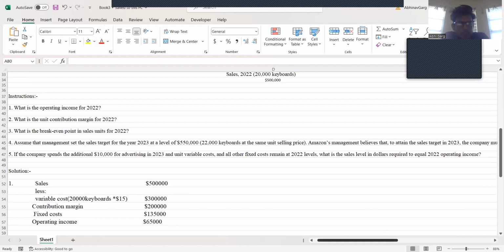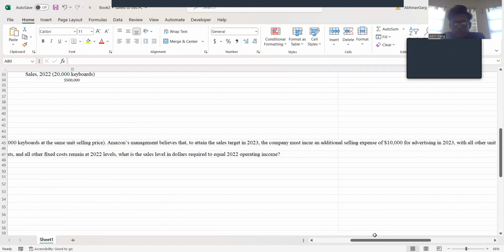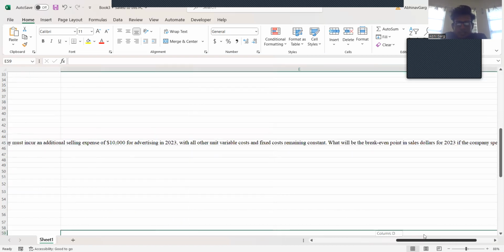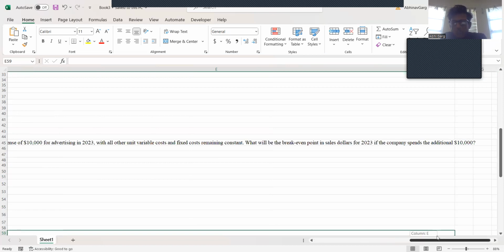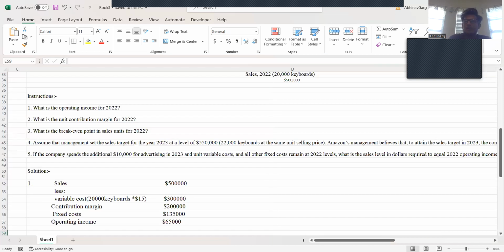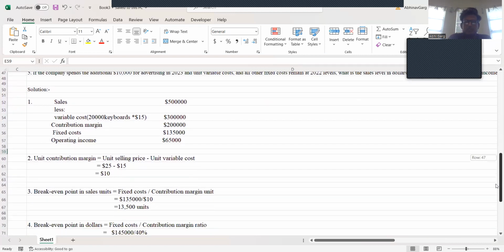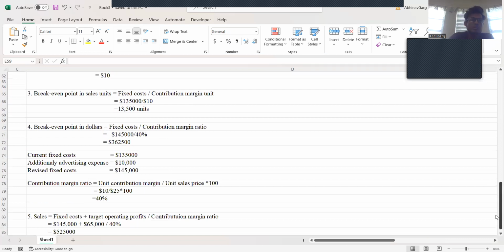Okay. So the next question is quite important to understand as we read. Assume that management has set the target profit for the new year at $5,50,000. And for this, the company has put additional selling expenses of $10,000. What will be the break-even point in sales dollars for 2023? As the company has increased the advertisement expenses by $10,000, it's quite easy. As you know, the break-even point in dollars is fixed cost divided by contribution margin ratio.